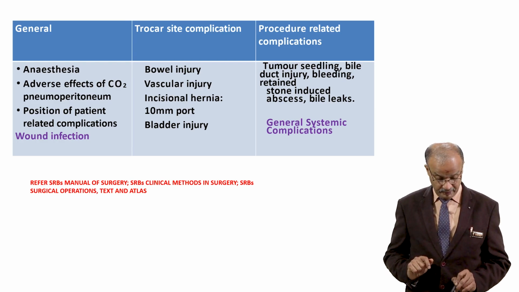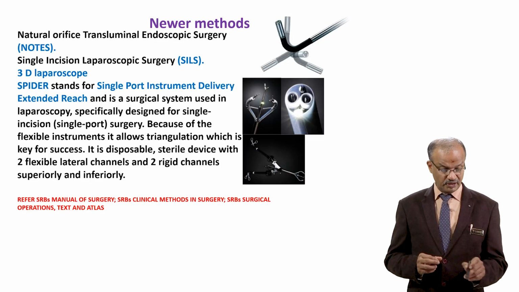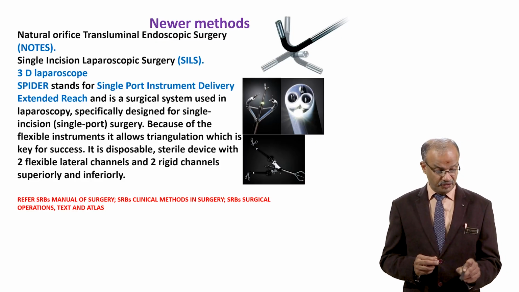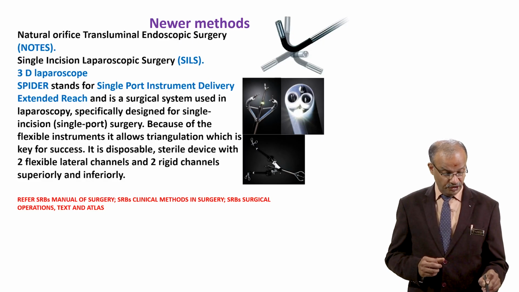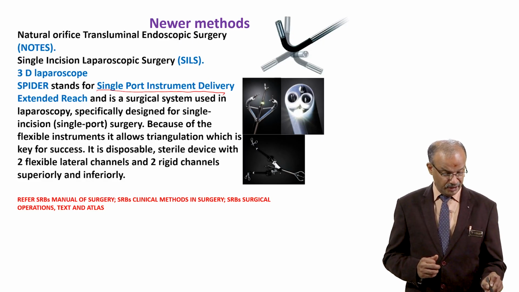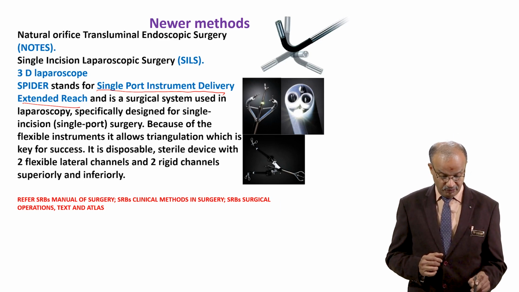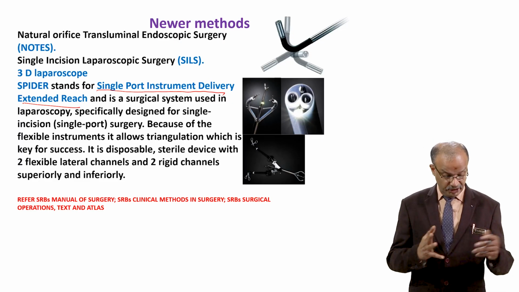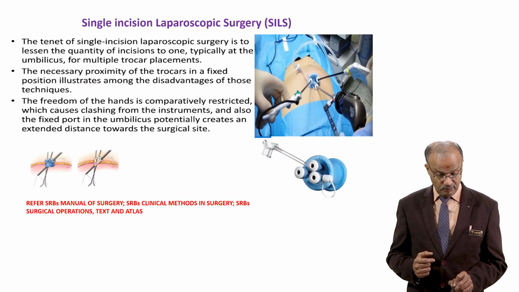So newer methods are there, just remember: natural orifice transluminal endoscopic surgery, single incision laparoscopic surgery, 3D laparoscope, SPIDER, which means single port instrument delivery extended reach. Newer thing, of course, SPIDER may be available only in higher centers, and because of flexibility and triangulation, it's very easy to do the procedures. So many newer procedures are available, remember.